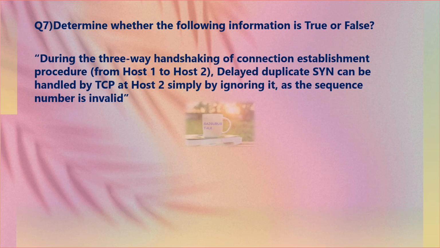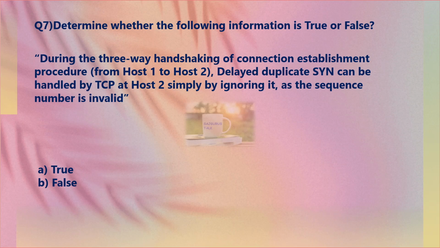Seventh one. Determine whether the following information is true or false. During the three-way handshaking of the connection establishment procedure, a delayed duplicate SYN (synchronize) can be handled by TCP at host 2 simply by ignoring it, as the sequence number is invalid. We need to choose whether the statement is true or false.